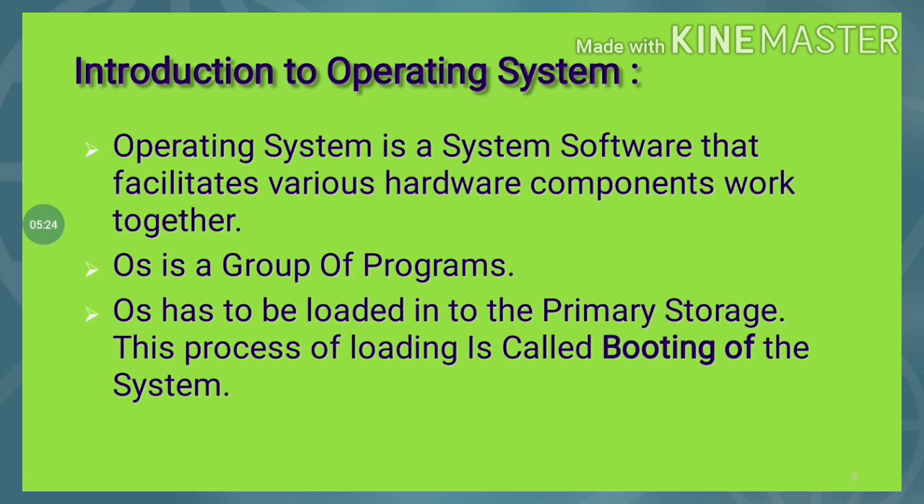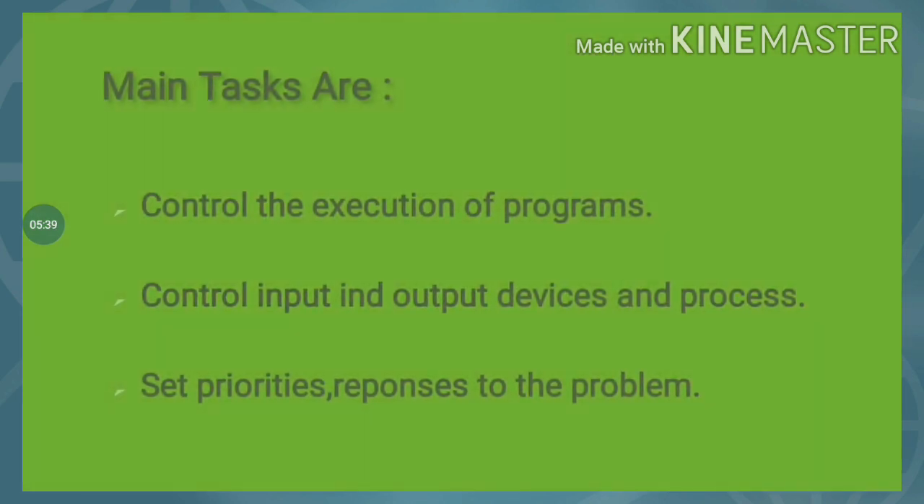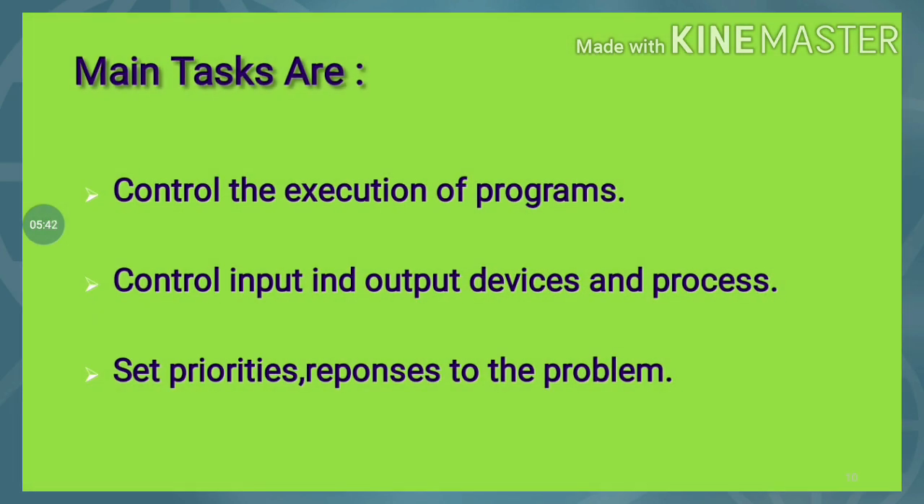The OS has to be loaded into the primary storage. This process of loading is called booting of the system. Then the main tasks of operating systems are to control the execution of programs, control input and output devices and processes, set priorities, and respond to problems.